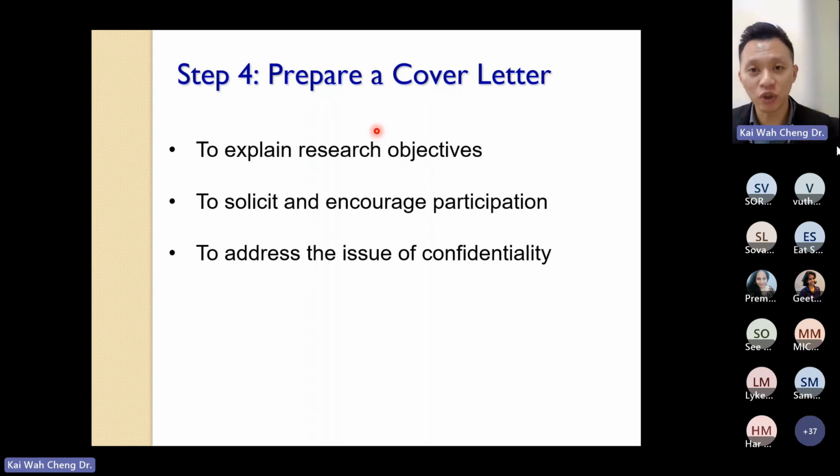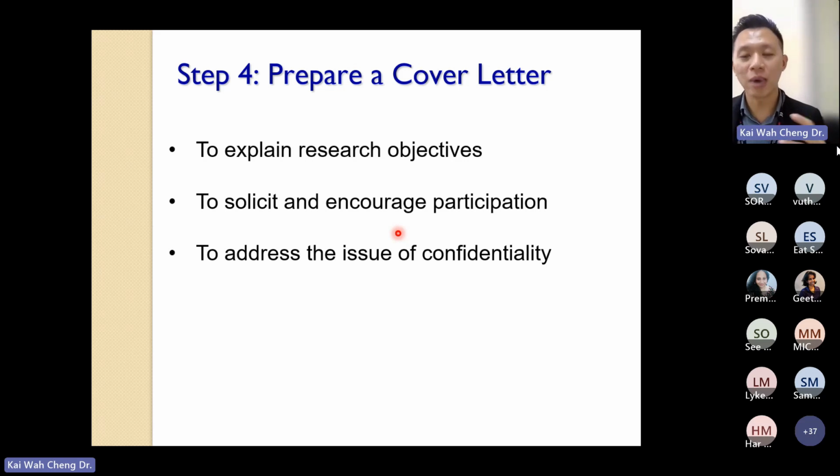Then before we distribute the questionnaire, of course, we need to prepare a cover letter. A cover letter is just general information for your respondent, because he or she might not know what you are doing, so he or she may read the information from the cover letter of your questionnaire. Under the cover letter, you will explain the main research objective of your project, and then you may encourage your participants to complete the questionnaire for you.